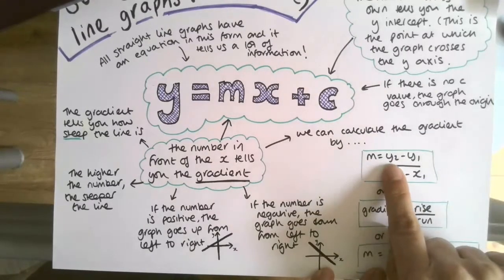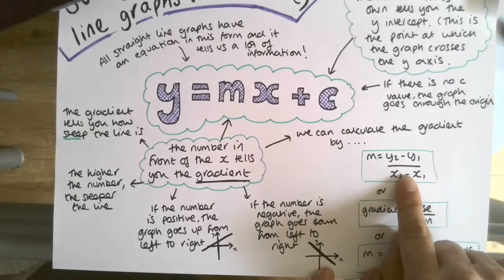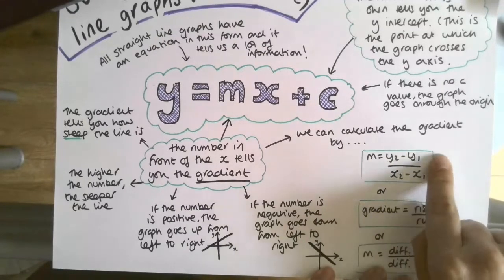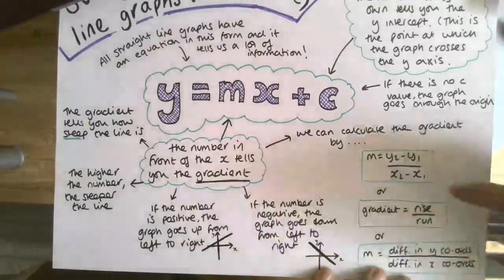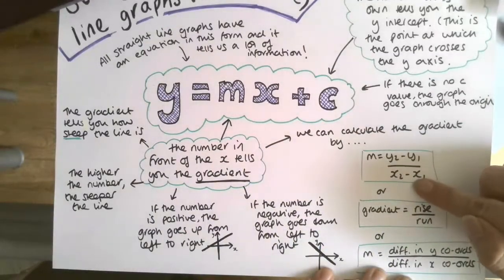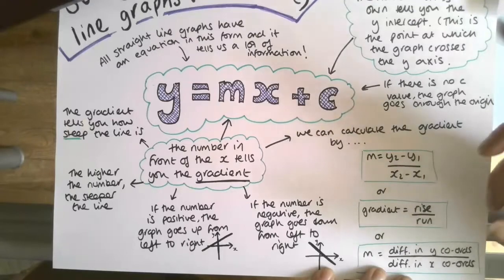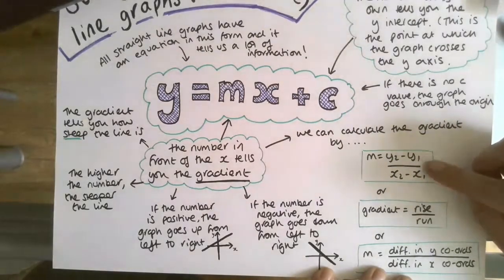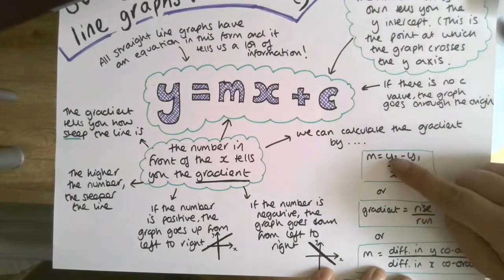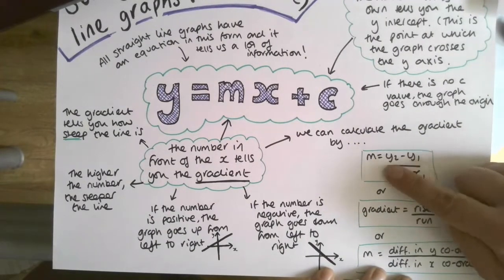So y2 minus y1 over x2 minus x1. Now you might be thinking, what on earth are y2 and x1 and all of that? Well, x1, y1 is just a point on the line, like that's the x coordinate and the y coordinate. So we've called them 1, that's the first point we've chosen on the line. And then x2, y2, that's another point on the line.